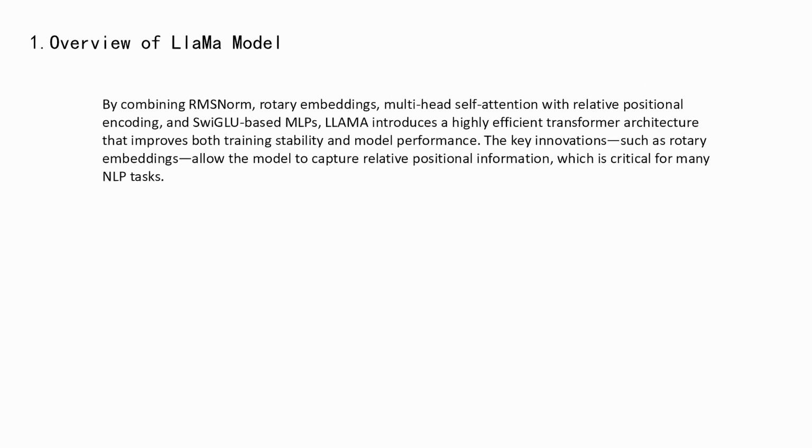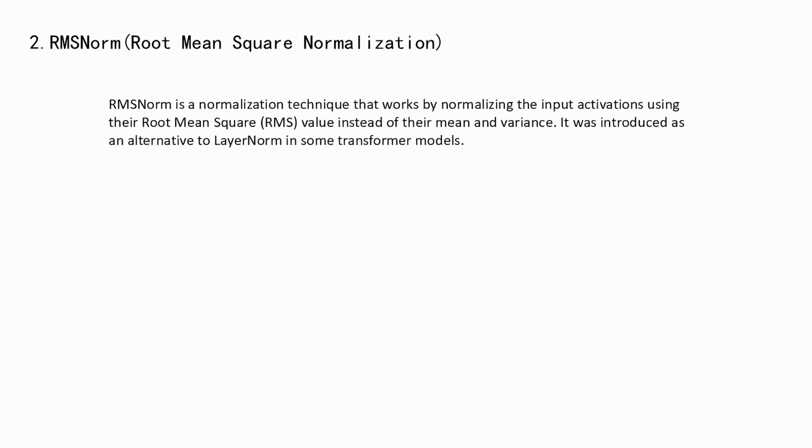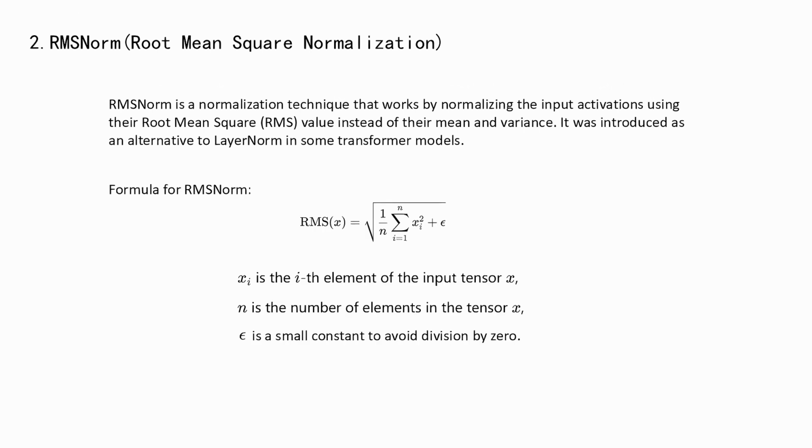The key innovations, such as rotary embeddings, allow the model to capture relative positional information, which is critical for many NLP tasks. Root mean square normalization. RMS norm is a normalization technique that works by normalizing the input activations using their root mean square value instead of their mean and variance. It was introduced as an alternative to layer norm in some transformer models. Formula for RMS norm as follows.